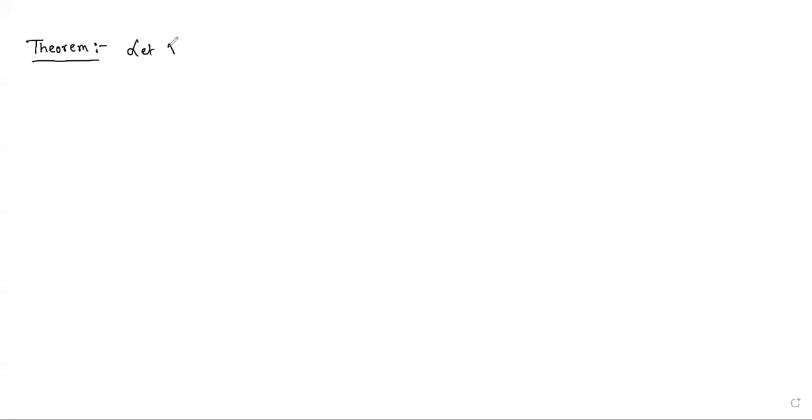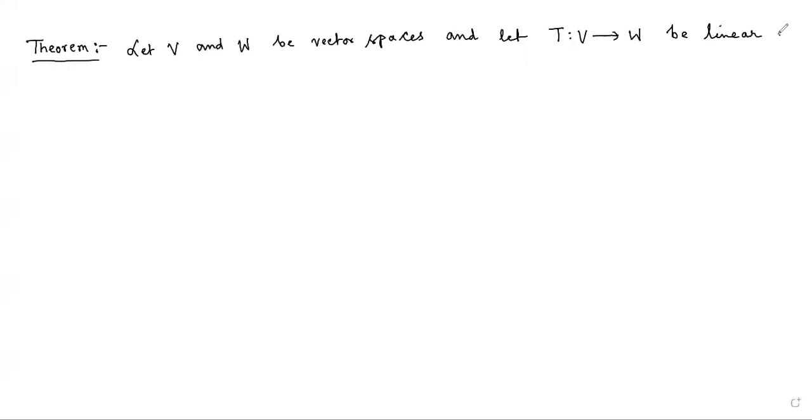Let capital V and W be vector spaces, and let T be a function from V to W, and this function is a linear function, a linear transformation. Suppose it is given.